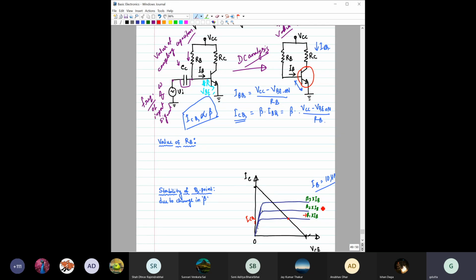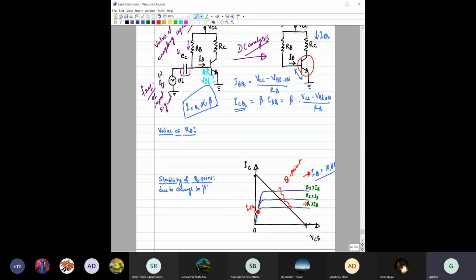How can you find the value of ICQ1? It will be the value of IB, which is the same because you are not changing this RB. So IB is the same, but the value of beta is changing because you are changing the transistor. Now suppose the new transistor beta value is beta 2. So your Q point has now shifted from here to here, right? Remember, we are not changing IB. IB is fixed because it is set by this circuit, but we are changing the transistor, so beta changes and the Q point also changes. In one case for one transistor you get ICQ like this, and here you get an ICQ which is something different, right?